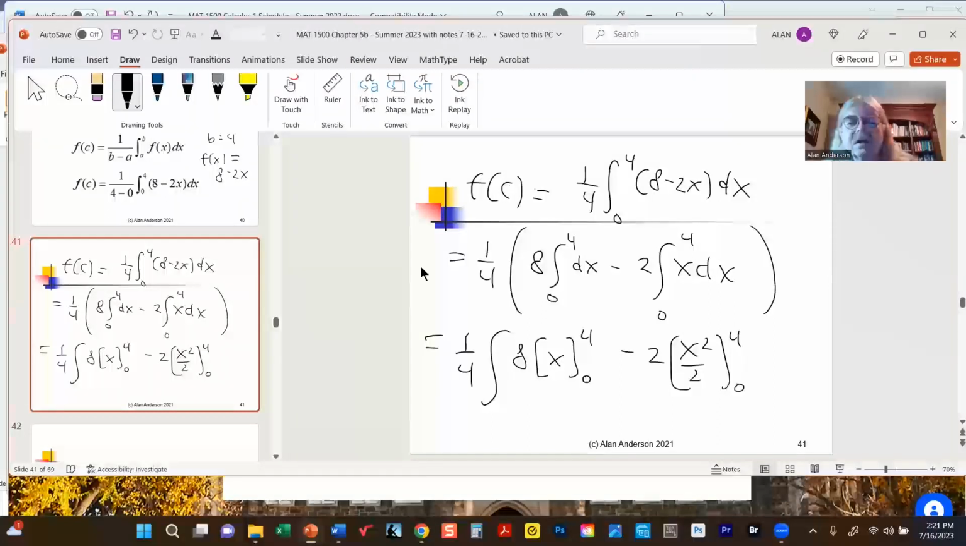Oops, I didn't draw this correctly. Sorry, hold on 1 second. This is supposed to be a parenthesis. Okay, because we've evaluated the two integrals. There we go.